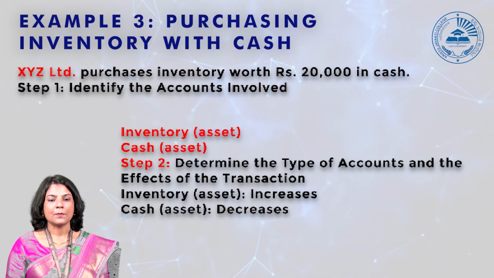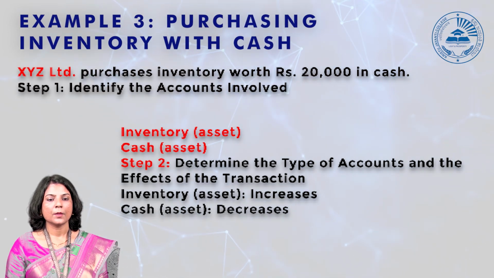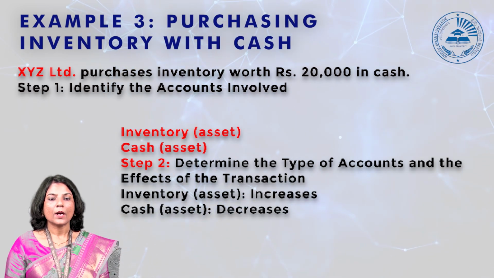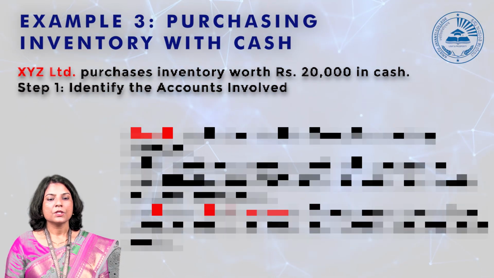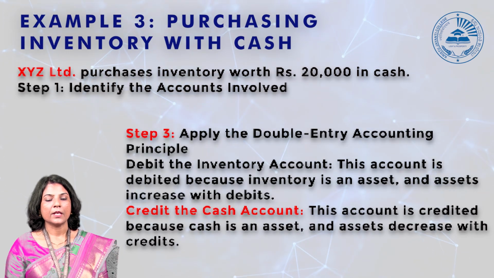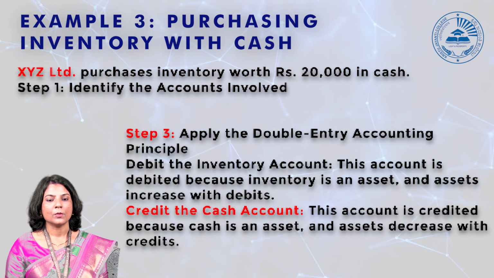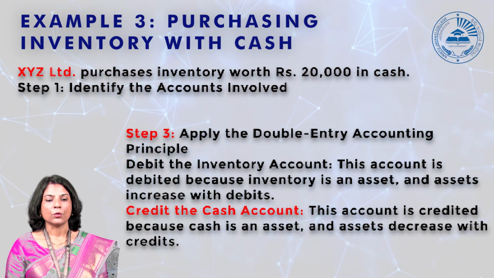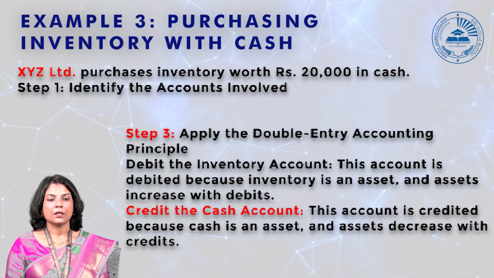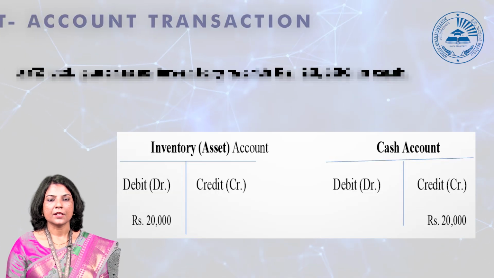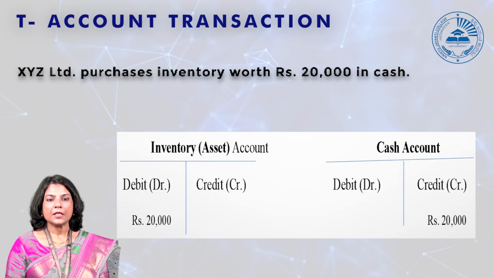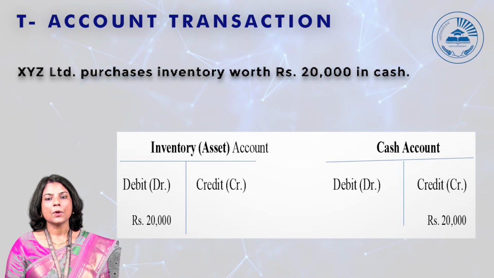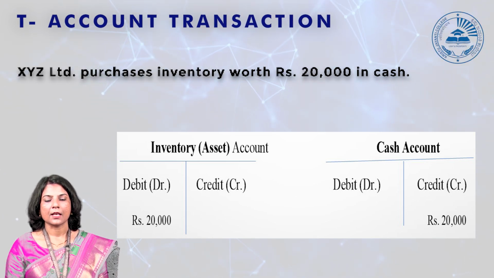Now we will apply the double entry accounting principles. So debit will be the inventory account and credit will go to the cash account. Why debit the inventory account? Because inventory is an asset, and whenever there is an increase in assets, it will be debited. Whenever assets decrease, that goes to the credit. So in this transaction we represent it like this: inventory or asset account, and second is cash account. Inventory is debited with 20,000 and the cash account is credited.